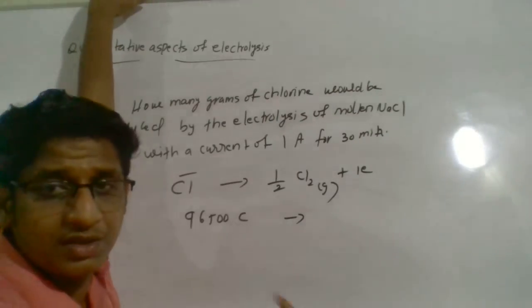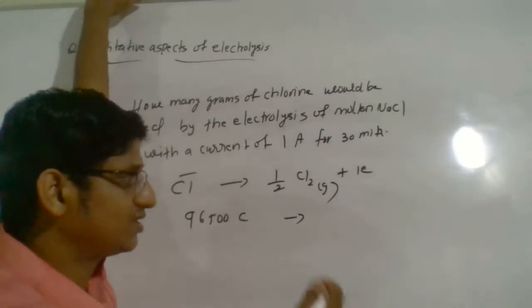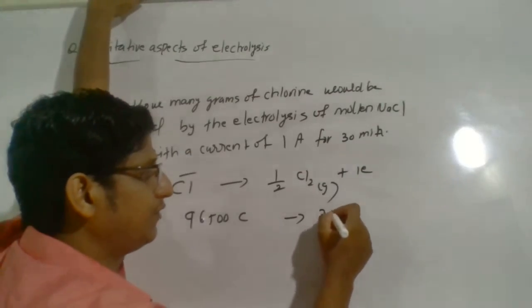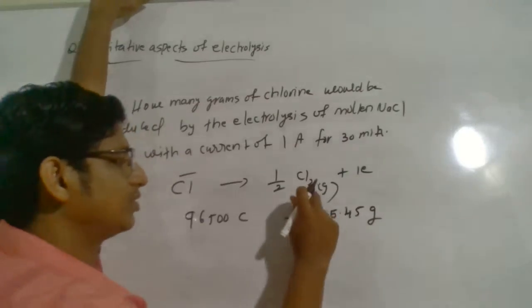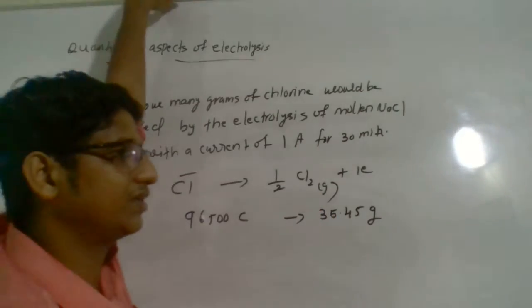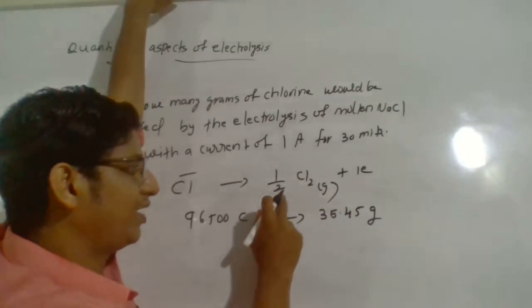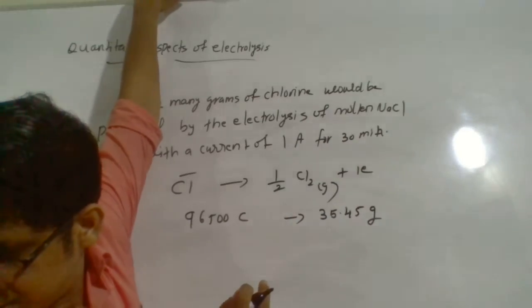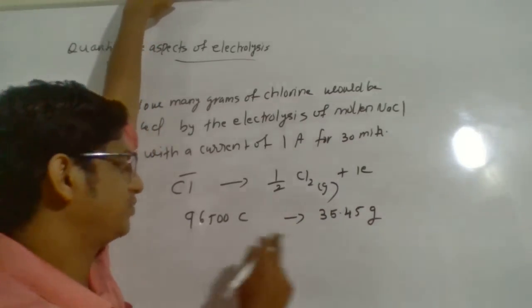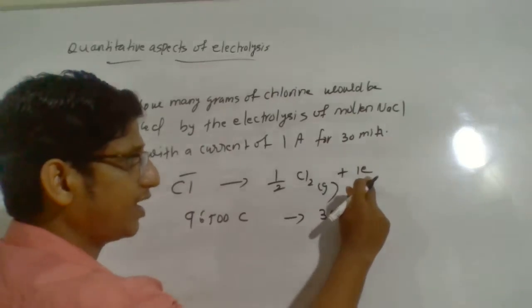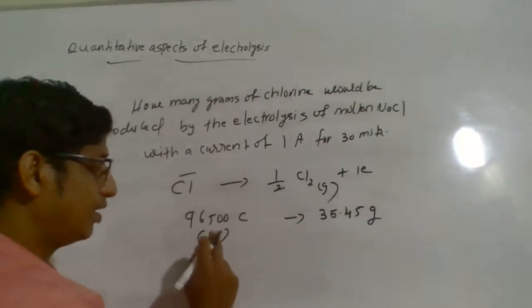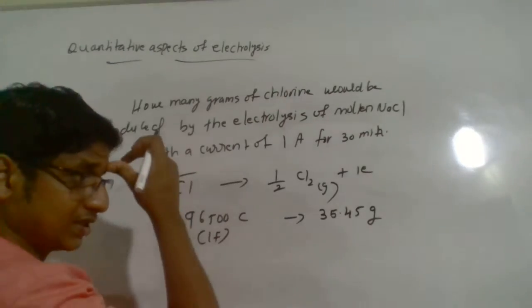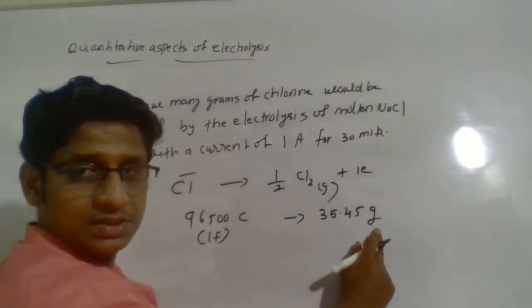Half mole of chlorine means how much? It is nearly equal to 35.45 gram, since chlorine atomic mass is 35.5, so 35.5 into 2 divided by 2. So nearly equal to 35.45 gram. So if you pass 1 farad of electricity, or in terms of coulomb, 96500 coulomb of electricity, you will deposit this much of substance.